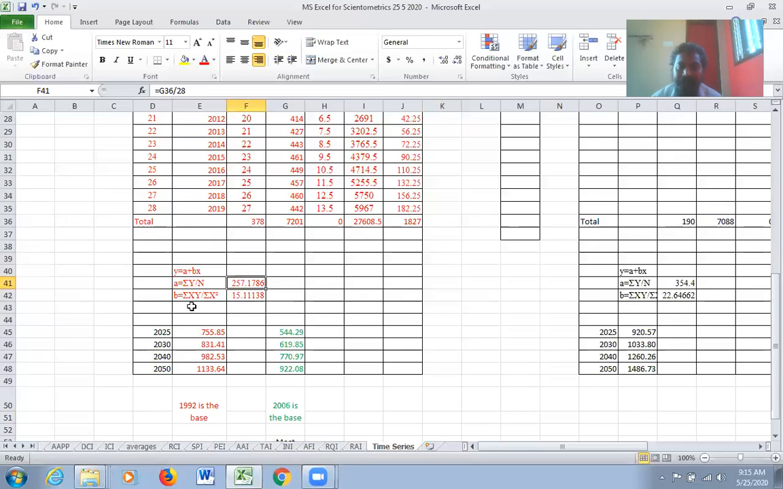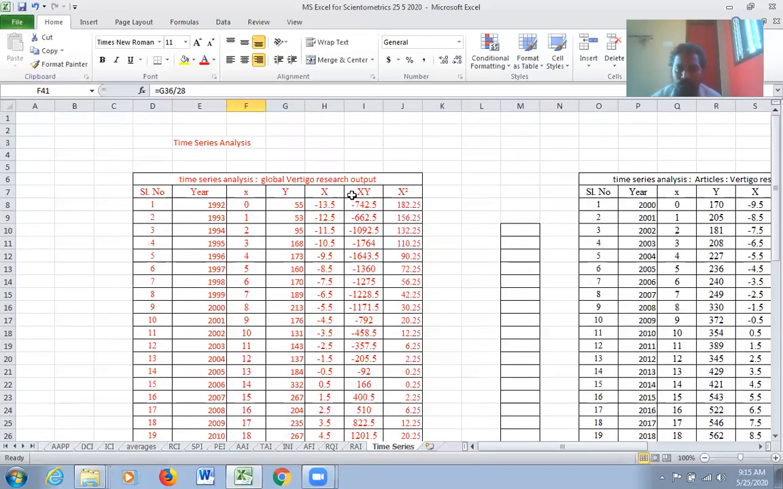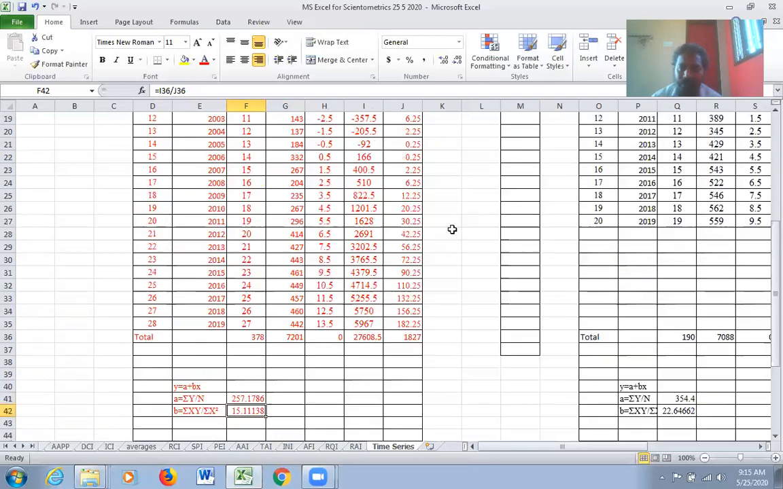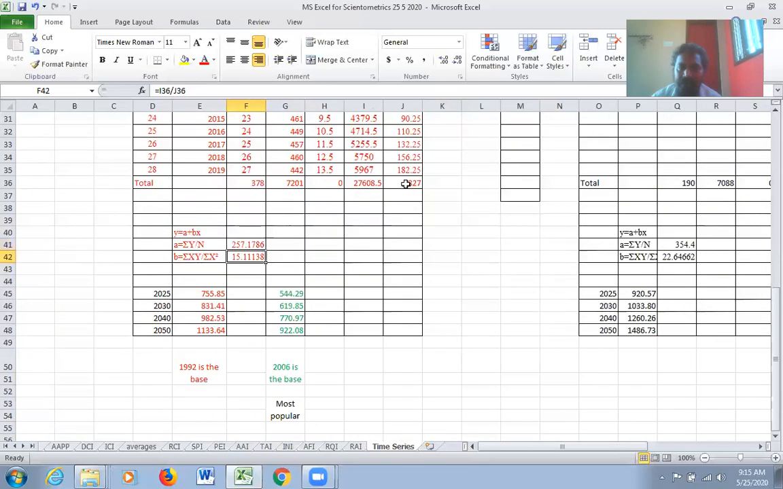What is B? Sigma XY. What is XY? This is XY, I column. What is sigma XY? 27608. So I36. This is the sigma XY divided by sigma X square. What is X square? This X square, and this is sigma X square, J36. Okay, sigma XY divided by sigma X square is equal to B. So we have calculated A and B.